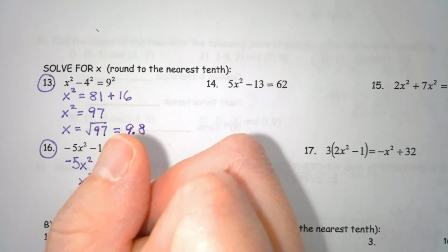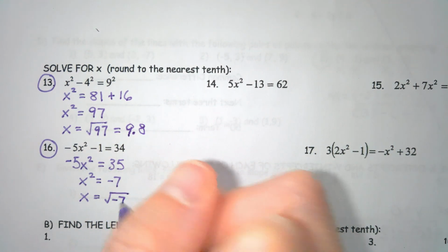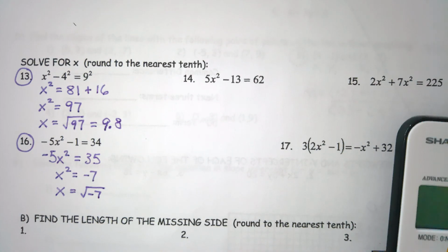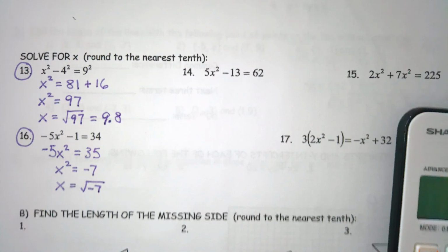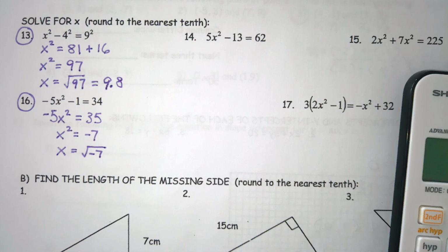So x equals square root of negative 7. Can you do it on your calculator and tell me what you get? Square root negative 7. Jonathan? 2.6. Hey, who got a different answer? William? I got error.